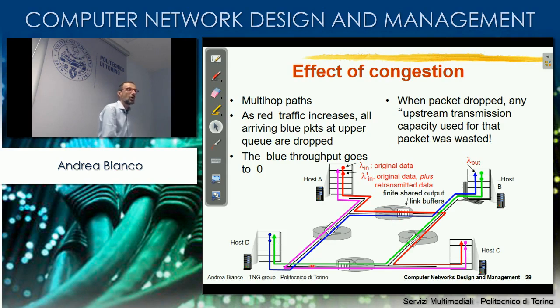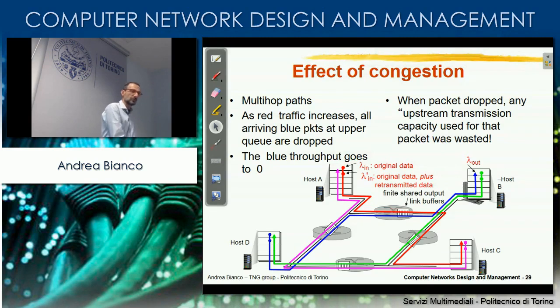link is not 0. So whenever you have a packet drop, you are not only losing that packet that you typically will try to retransmit, but you are also losing all of the upstream capacity that you have used for this flow. So whenever you drop a blue packet here, all of the capacity that you have exploited to have this packet reaching this link is also wasted. And that's the real problem of congestion. This is of course a very trivial, very simple example, but you may have a much worse scenario than that.